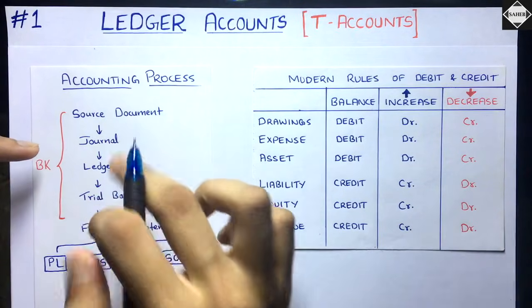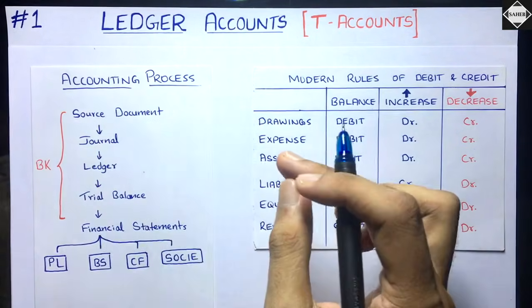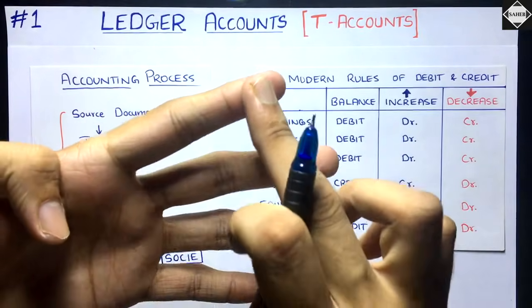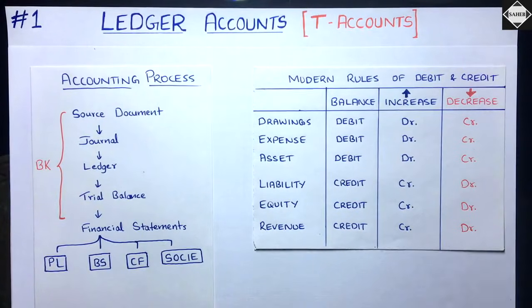But this journal will not be a single book. It will be many number of books. Cash book, and then purchases book, sales book, sales return book, purchase return book. So many books will be there. So we'll discuss that later in coming videos.